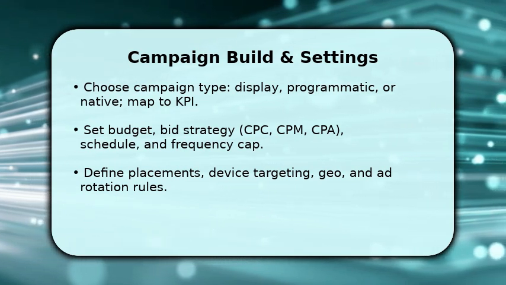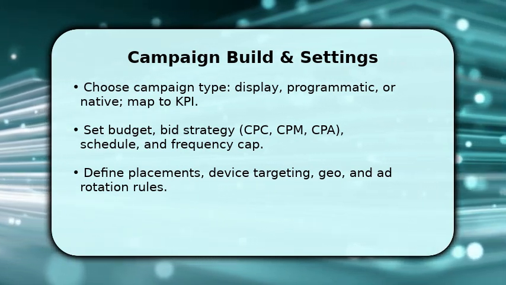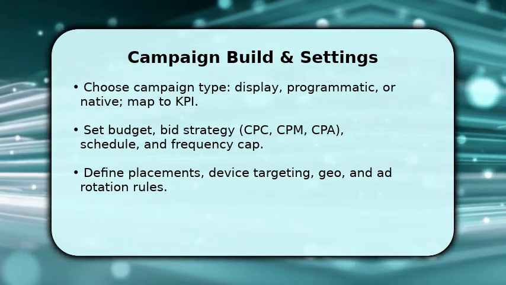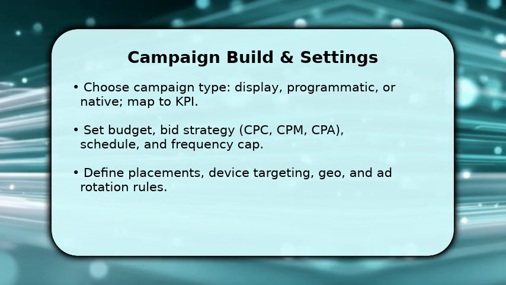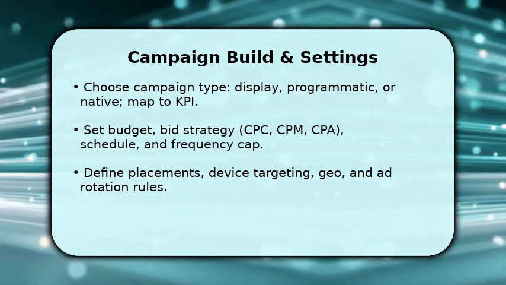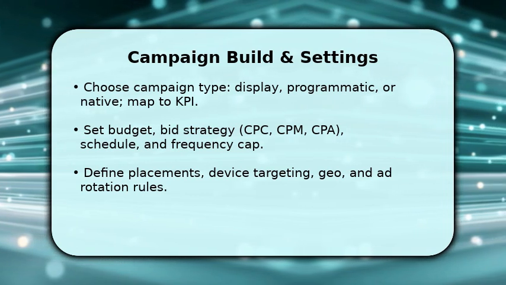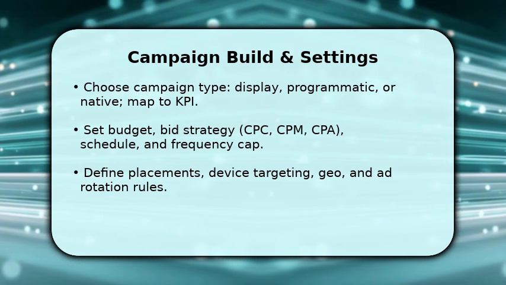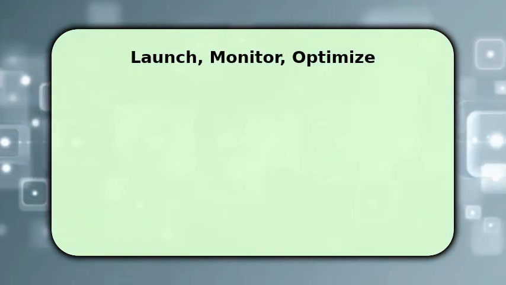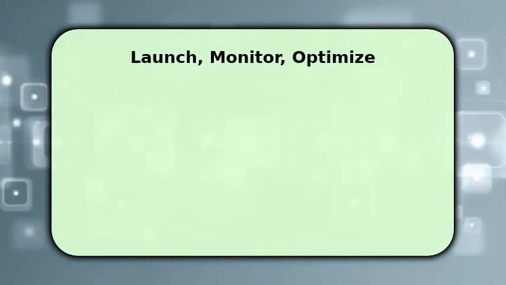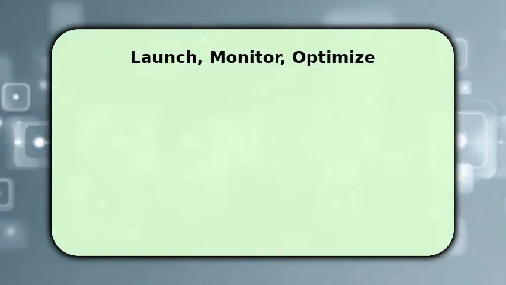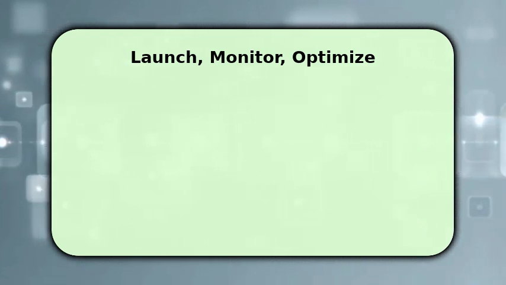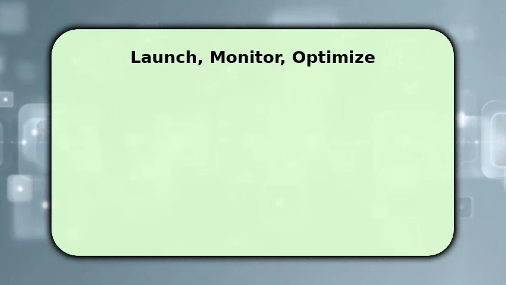Configure placements and device targeting so ads run in relevant contexts, and set ad rotation or optimization to favor best-performing creatives. Finally, verify tracking parameters on your landing URLs. You launch with a controlled budget slice to collect early signals, then monitor daily for CTR, CPC, conversion rate, and CPA. Once you see patterns, reallocate spend to top placements and audiences, pause underperformers, and iterate creatives with A/B tests.